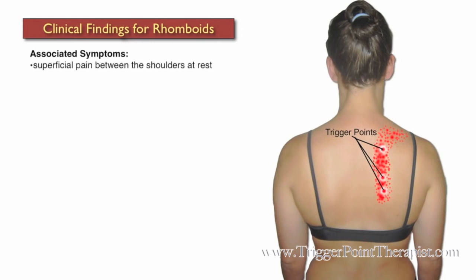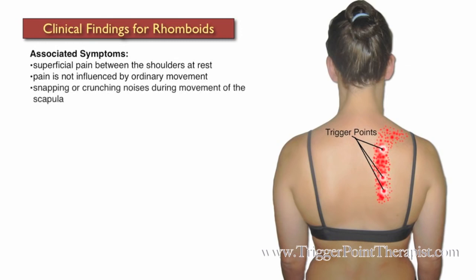Associated symptoms for trigger points in the rhomboid muscles include superficial pain between the shoulders, especially at rest. The pain is not influenced by any ordinary movement. And clients will complain of a snapping or crunching noise during movement of the shoulder.